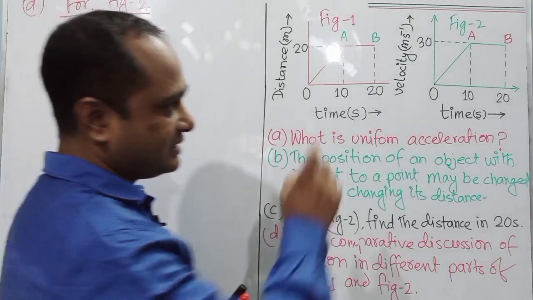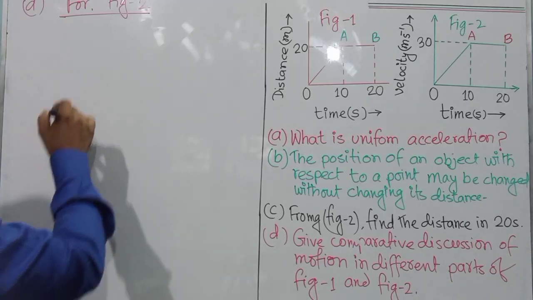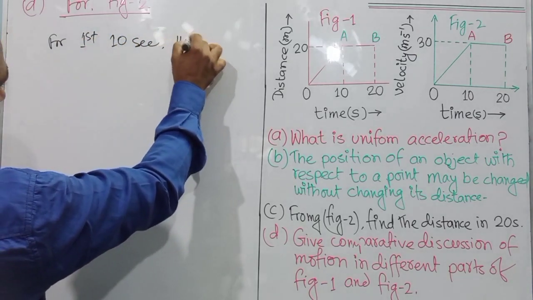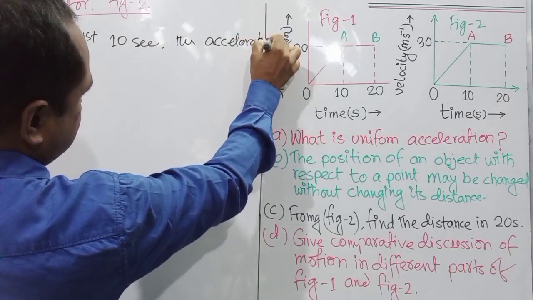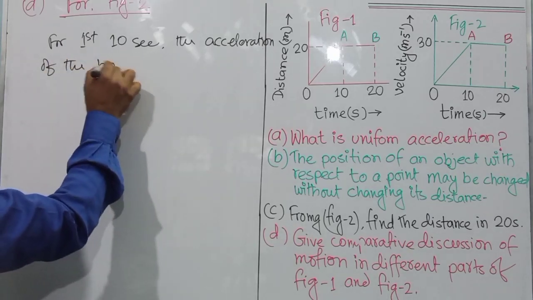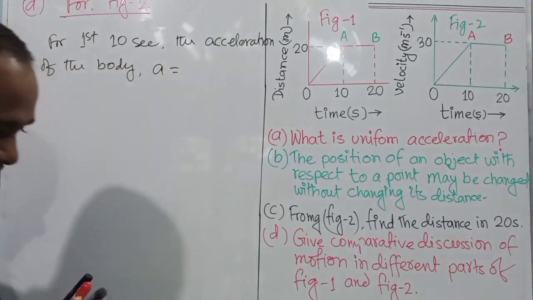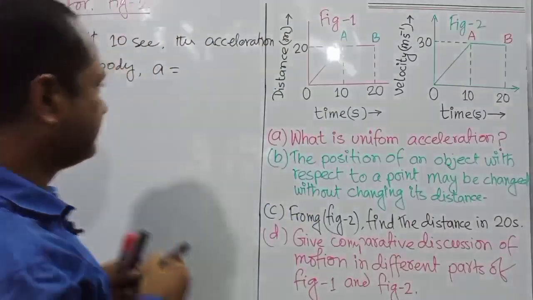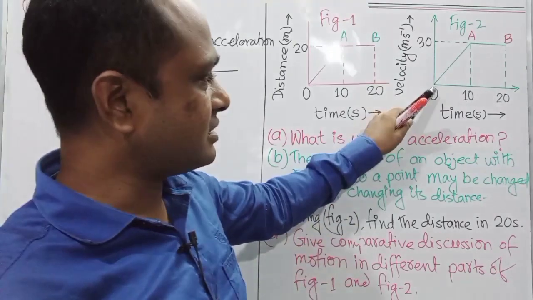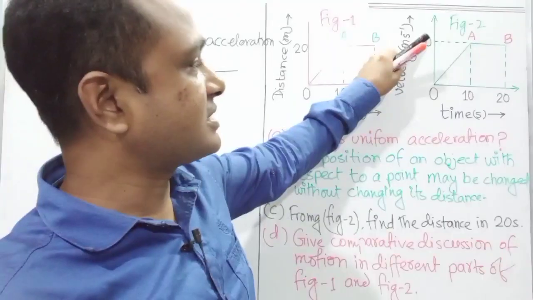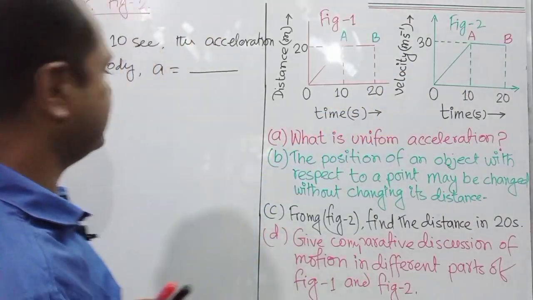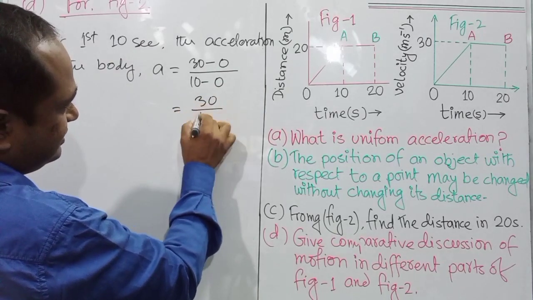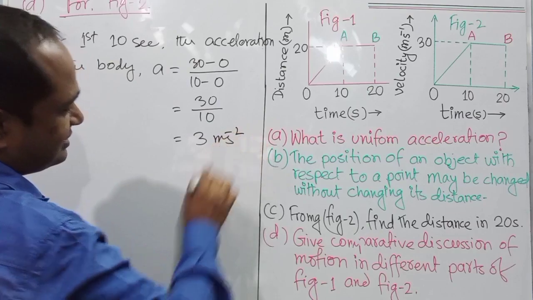Now we will calculate the acceleration of the body for the first 10 seconds. The acceleration of the body, if denoted by A, we know acceleration is equal to the rate of change of velocity, that is the change of velocity divided by the required time. Here the velocity started from 0 and rises up to 30 meter per second within the time from 0 to 10. So the change in velocity is 30 minus 0 and the required time is 10 minus 0. That is 30 divided by 10, or 3 meter per second square.